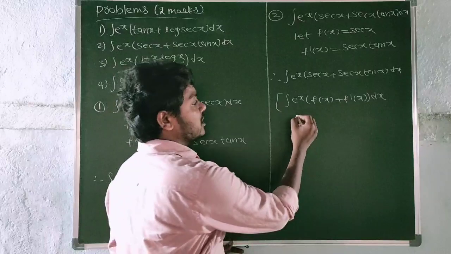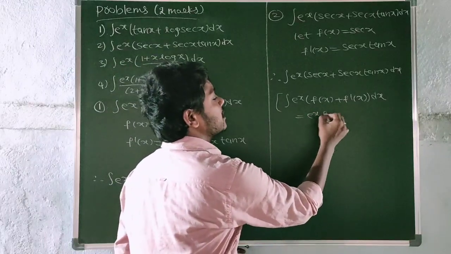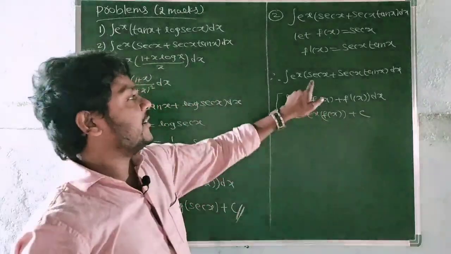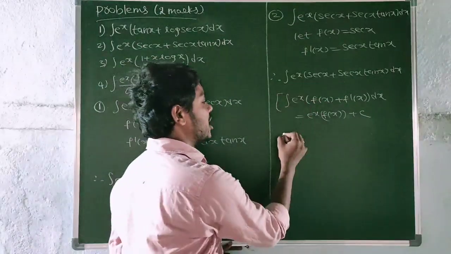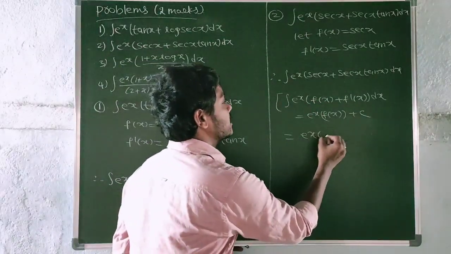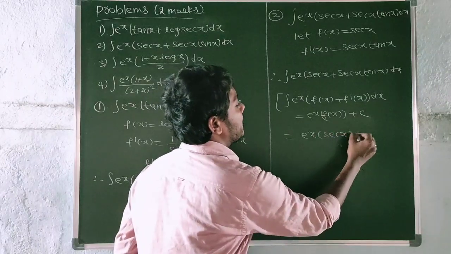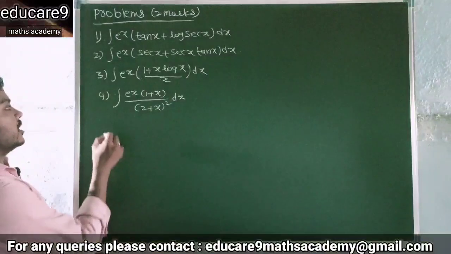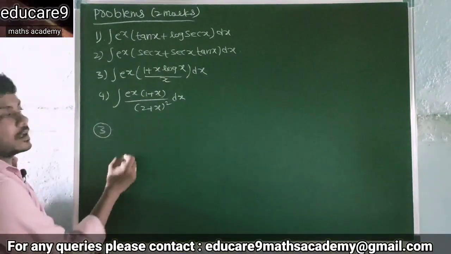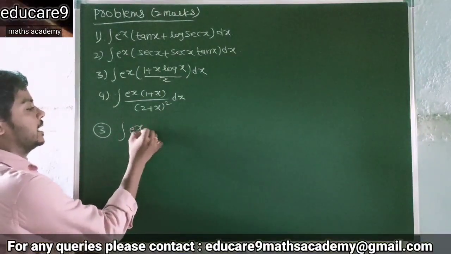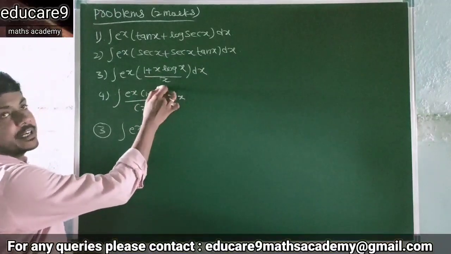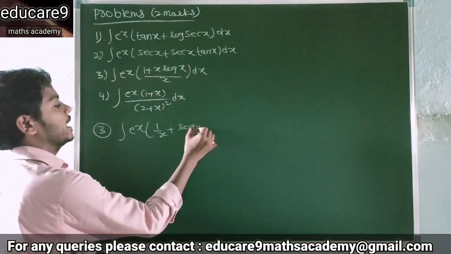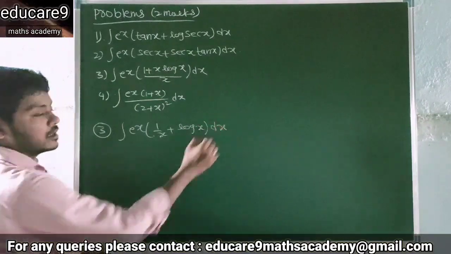So what is this formula? This is e power x f of x plus c. So clearly f of x is secant x. Therefore this value is e power x sec x plus c. So this is the required answer. So see the third one. Integration of e power x. Here separate the terms. What you get? 1 by x plus log x dx.